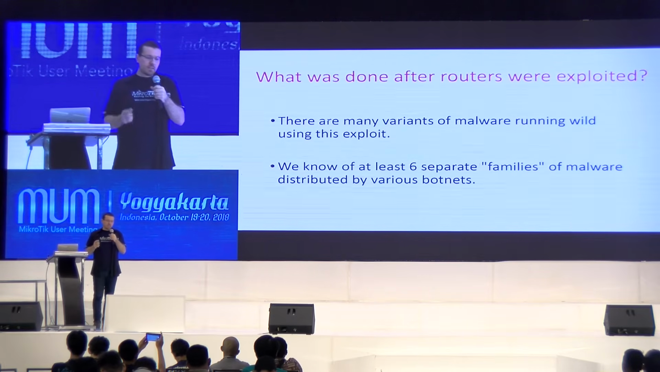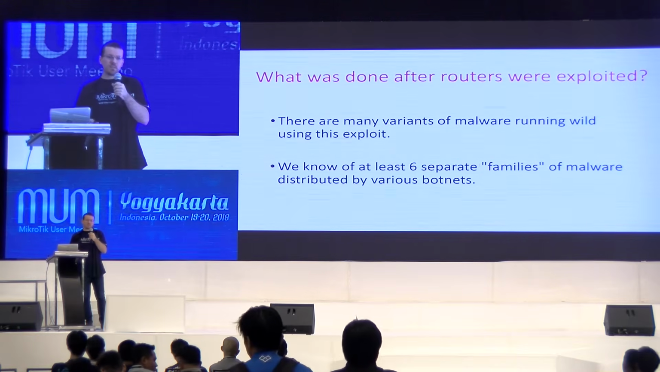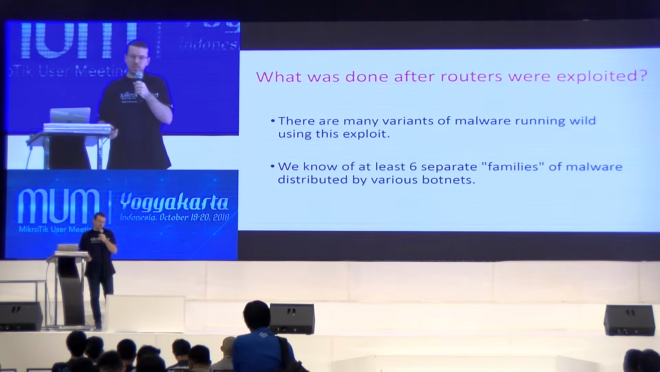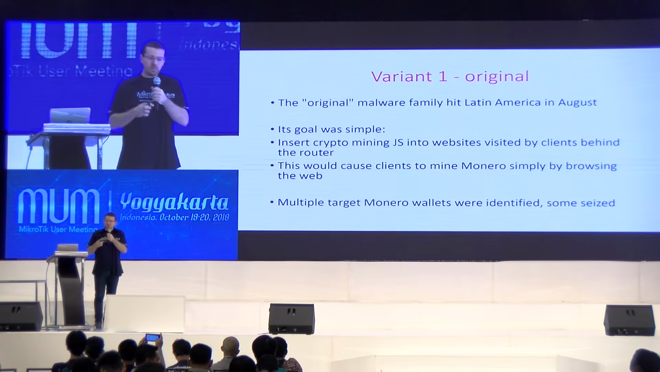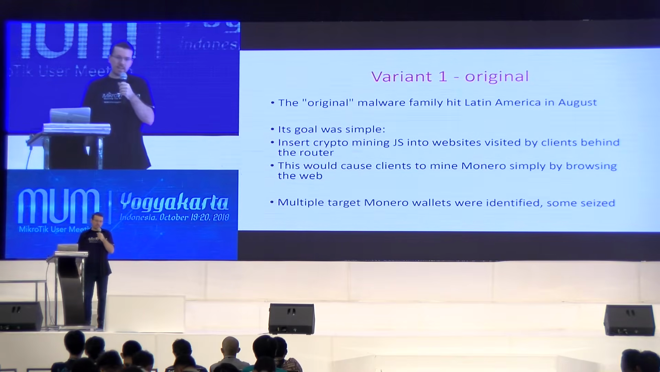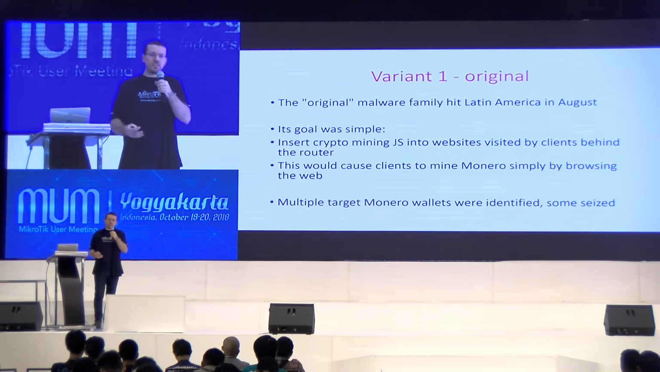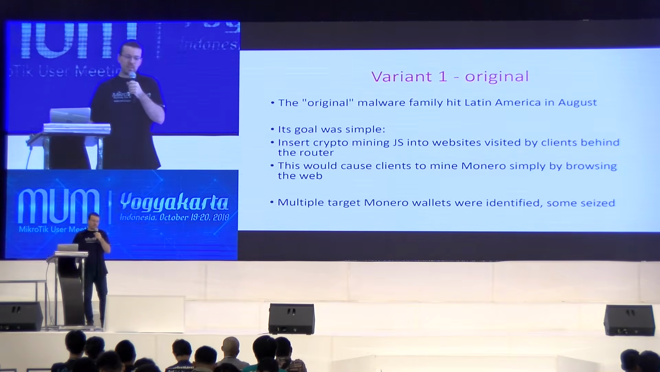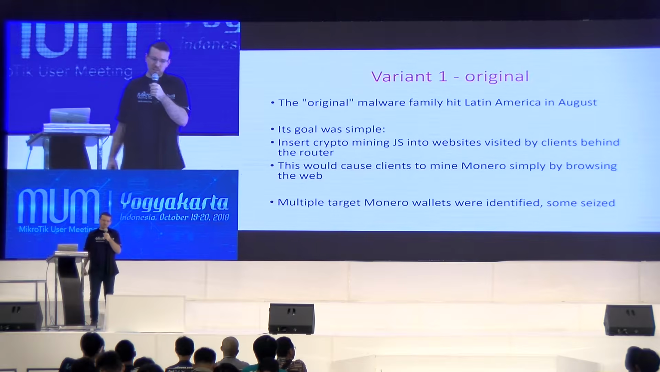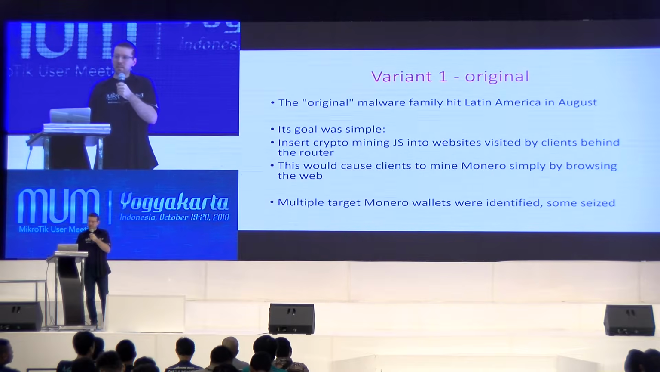So, we mentioned that there are at least 6 different families of malware. So let's look at some examples of what the attackers did and how the malware behaves once it is deployed on a router. What I call variant 1 is the original first mass-scale attack that hit Latin America in early August. And the goal of this particular botnet was very simple. The attack injected cryptocurrency mining JavaScript into any websites visited by clients behind the router. So the goal was simple, to make money.